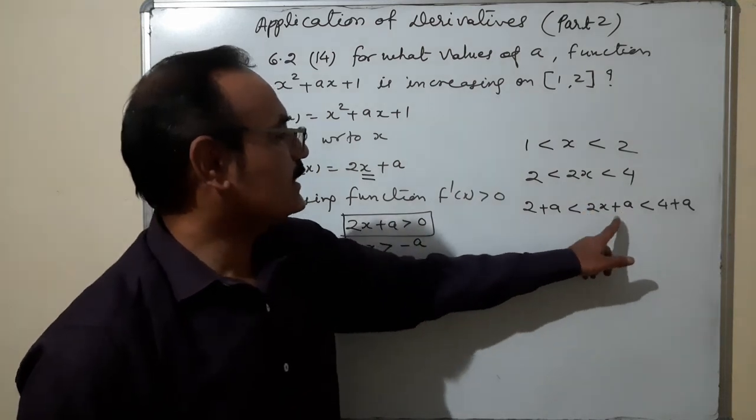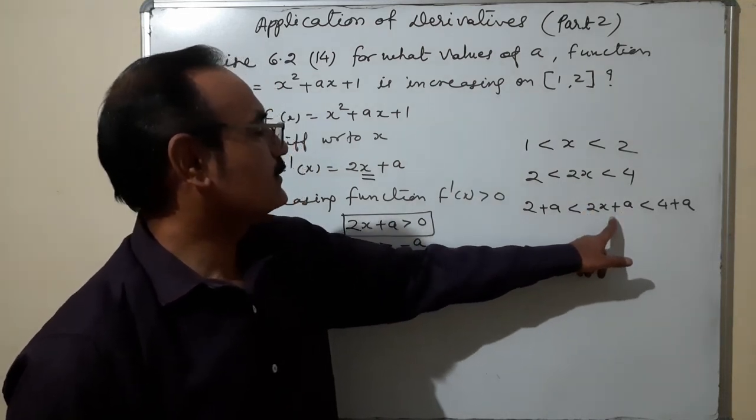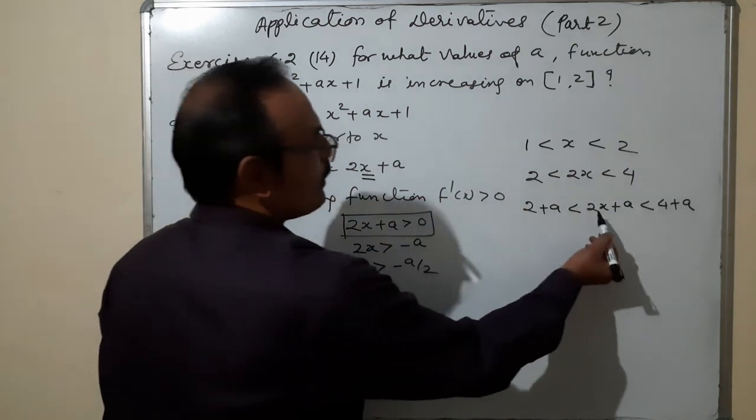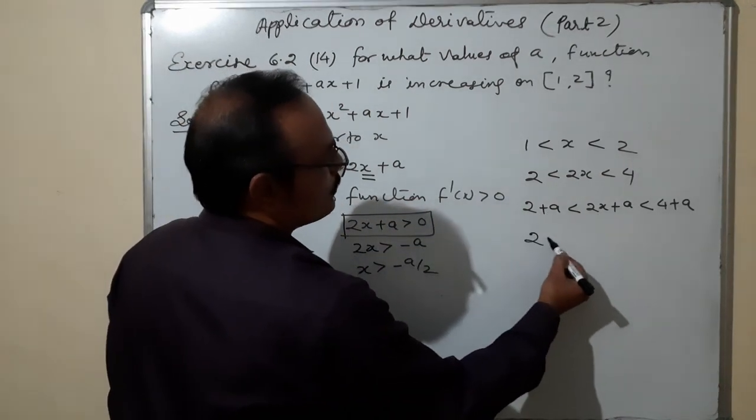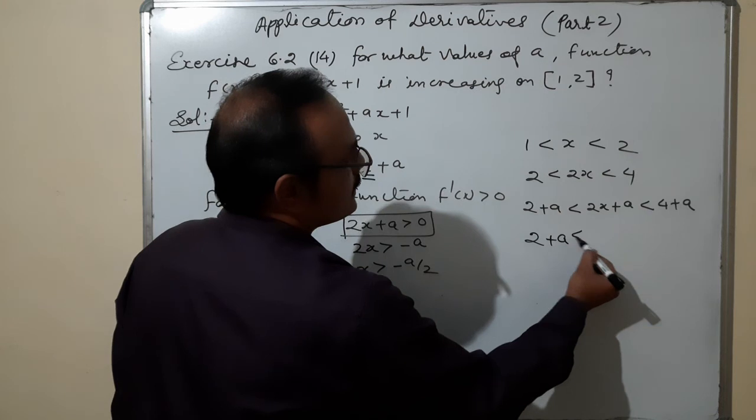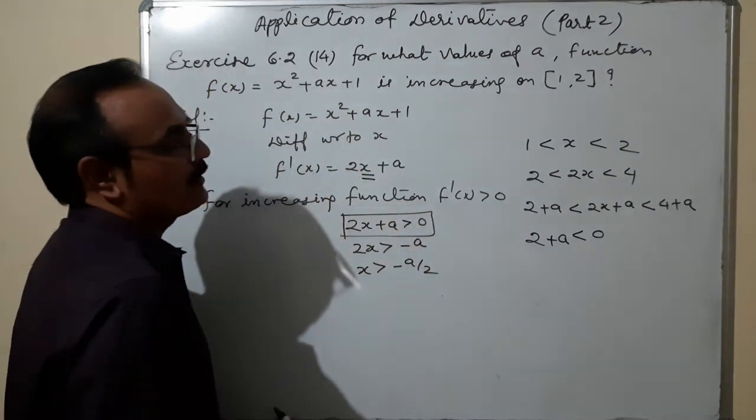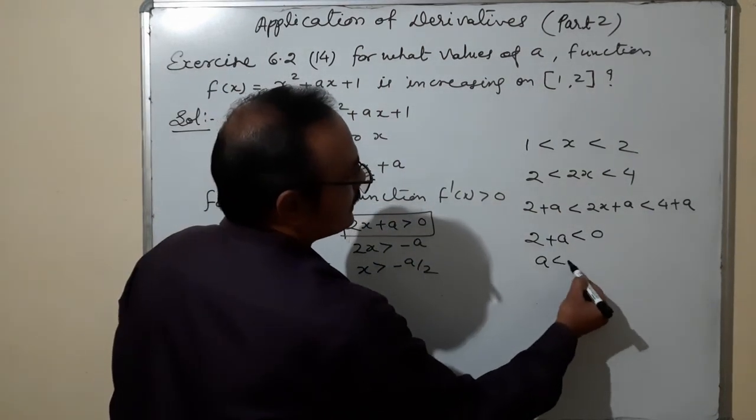And this term is greater than 0. What does it mean? 2 plus a is greater than 0. Okay. So what is this? A is greater than minus 2.